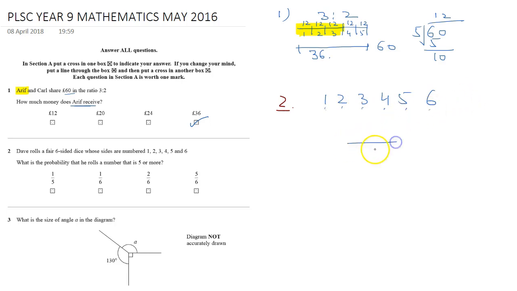So total, how many numbers are 5 or more? These two, 5 and 6. So how many numbers are there? 1, 2. So that is 1/3. So the answer is this. You can write 2/6.